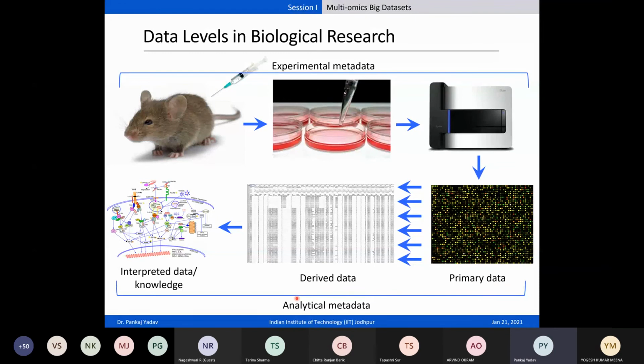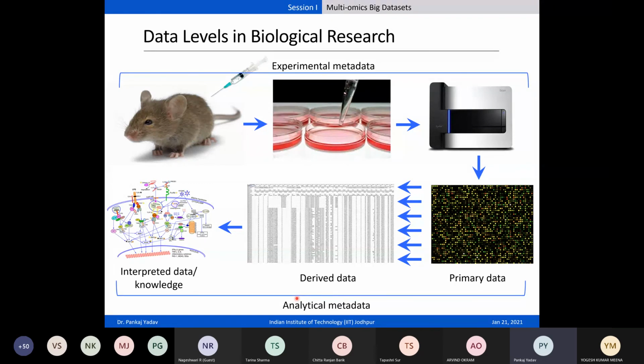Now, as I was saying, this multi-omics field is totally interdisciplinary. One individual cannot have an entire understanding of this kind of field. You need to have close collaboration between biologists, computer scientists, and statisticians to really solve the true biological problems. This slide tells you what the different data levels in biological research are.